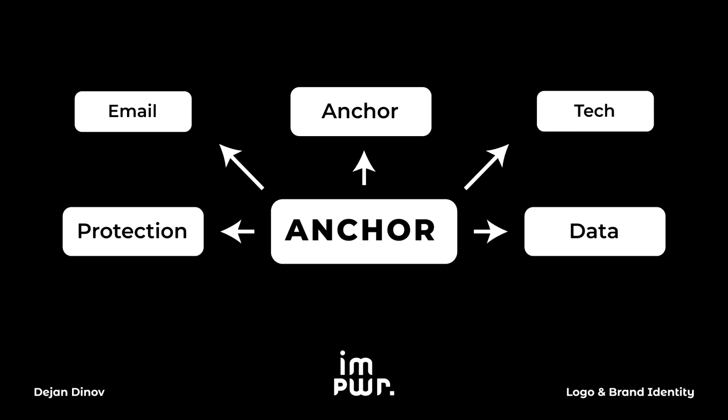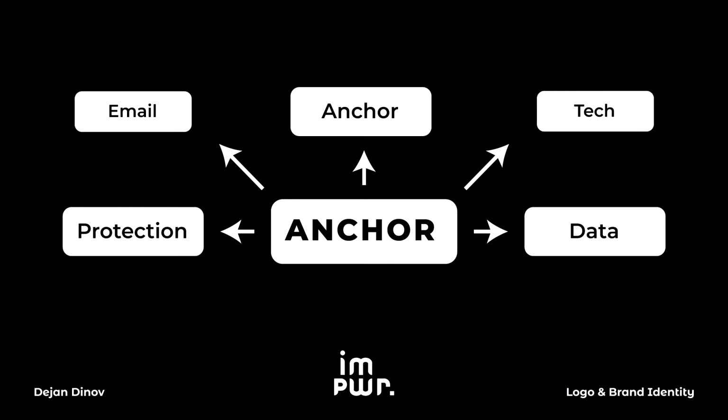In this case, in our research, we're going to use the following mind mapping, in which we take one main keyword, and we extract other words from it that are relevant to the project and to the company itself, which is Anchor. From Anchor we have Anchor itself, of course. We have email, we have protection, tech, which means technology, and data.